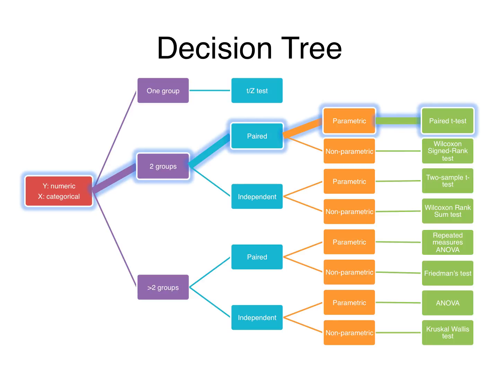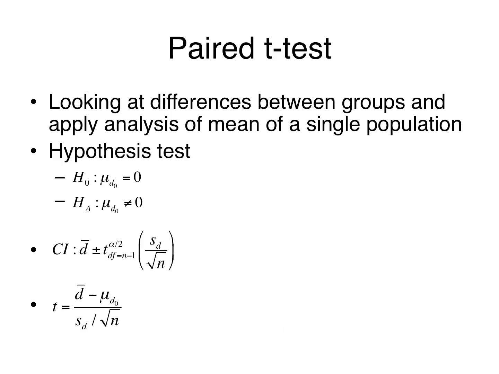We then determine if we meet the assumptions necessary to conduct a parametric test, and if the assumptions are met, we can proceed with the parametric test, which in this case is the paired t-test. With a paired t-test, we're looking at differences between groups and apply analysis of mean of a single population. So the single population is the differences, and we're applying analysis of mean to that population.